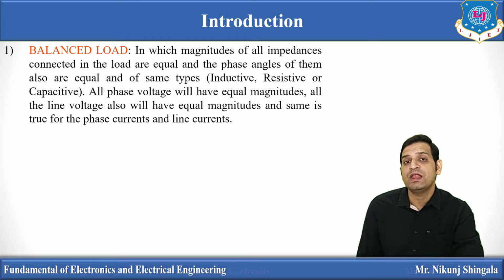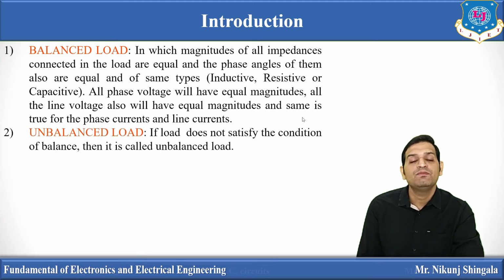All the phase voltages will have equal magnitude. All the line voltages will have equal magnitude. The same is true for phase current and line current. Now these terms, phase voltage, line voltage, phase current and line current, will be clear in this video lecture. And the next one is an unbalanced load. If the load does not satisfy the condition of balance, then it is known as an unbalanced load.